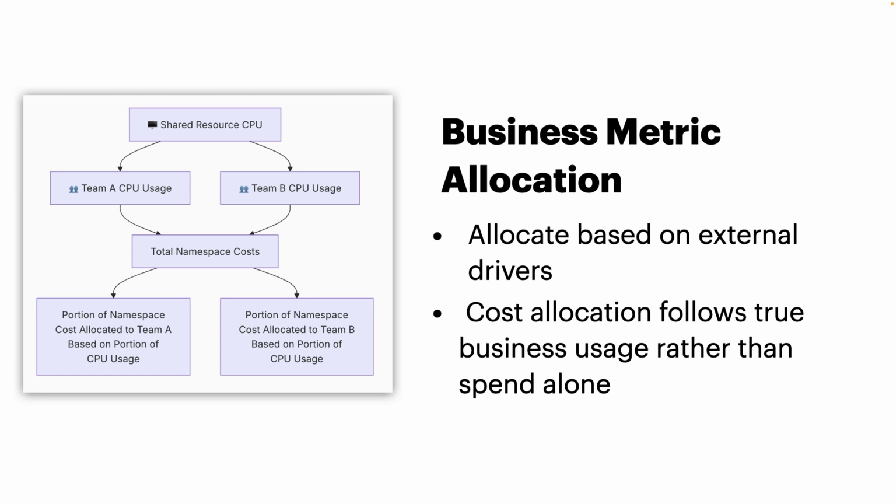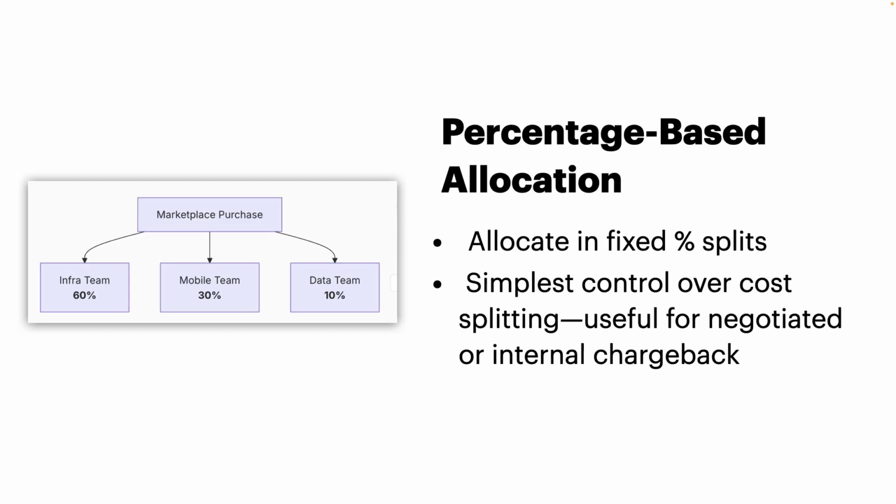And with percentage-based allocation tags, you allocate in fixed percentage splits, which are useful for negotiated or internal chargeback agreements. You'd use this when you want the simplest control over cost splitting without usage or proportional drivers.